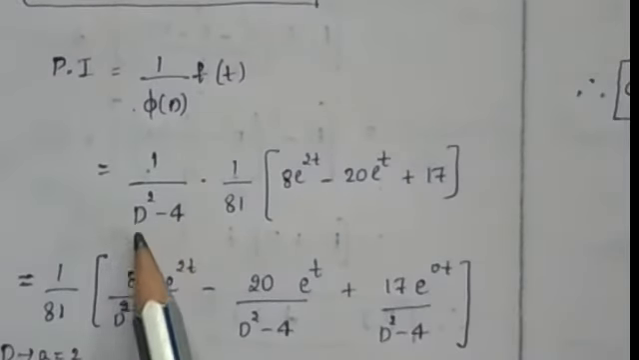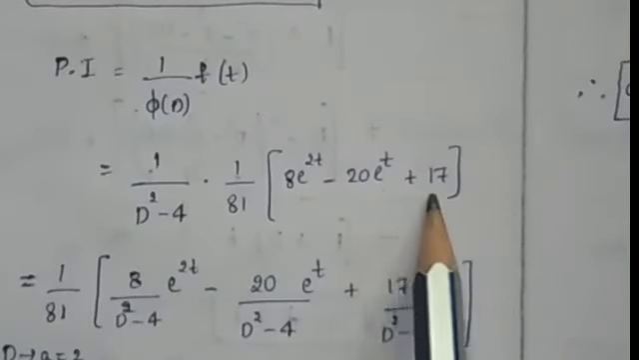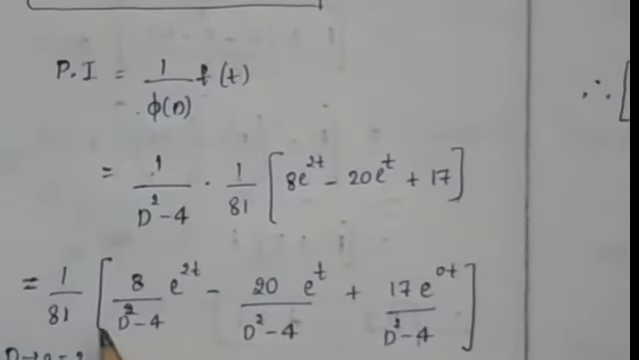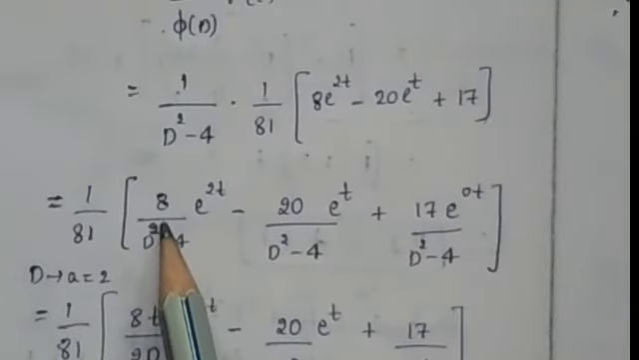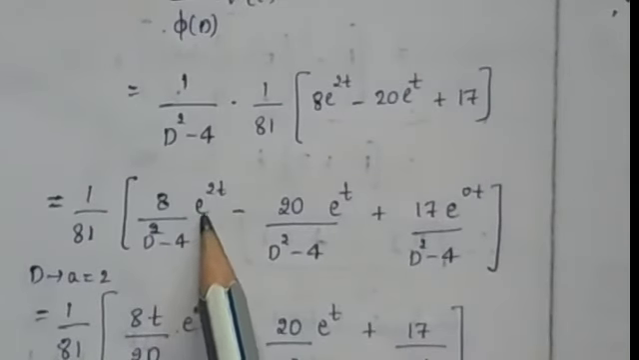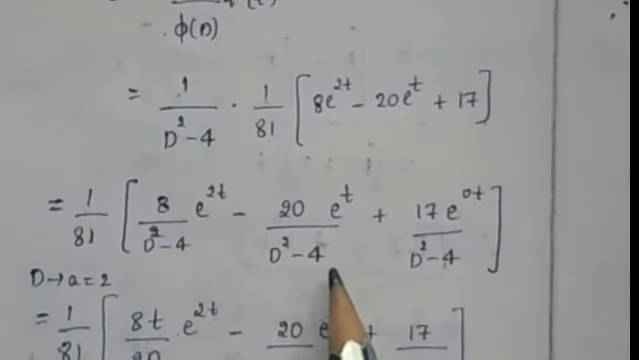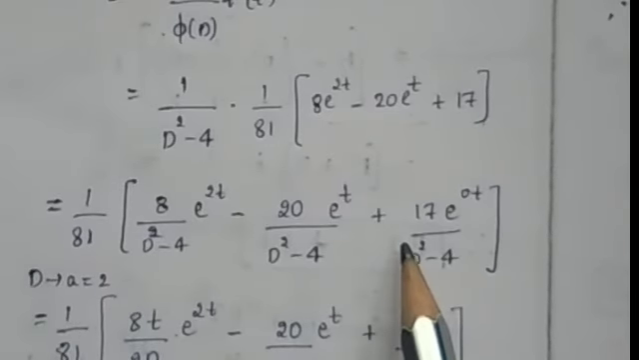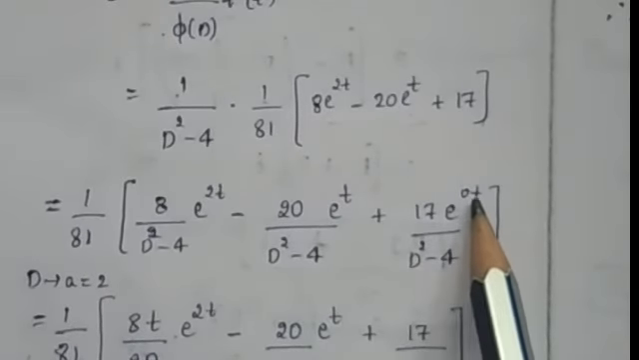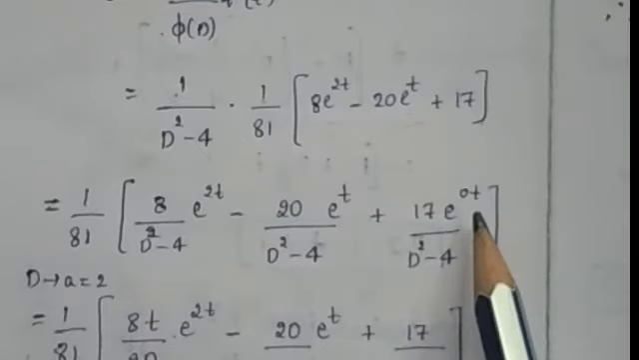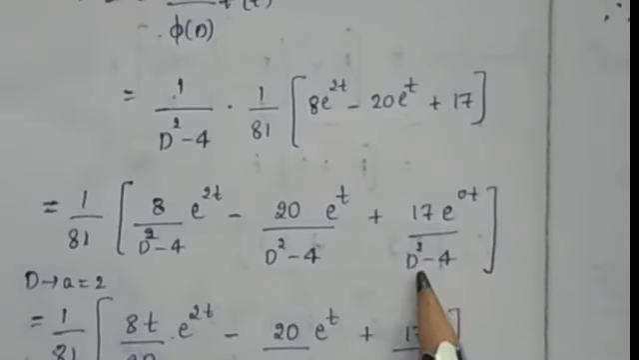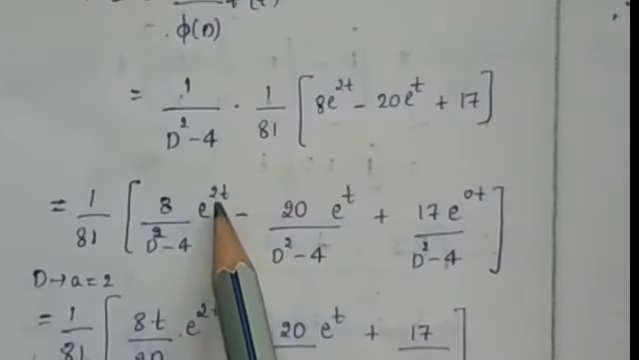You multiply d square minus 4 to all these terms, you get 1 by 81 into 8 by d square minus 4 e power 2t minus 20 by d square minus 4 into e power t plus 17 by d square minus 4 into e power 0t. E power 0t is nothing but 1. Okay, each term is of the form e power ax.